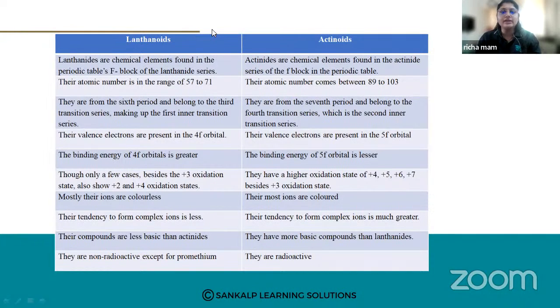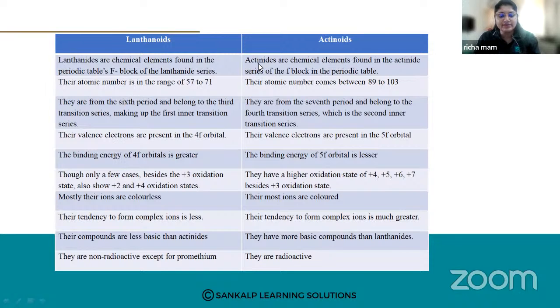So they are colorless. And in actinoids, they are colored. So most of the ions in actinoids are colored. So these are the main differences between the lanthanoids and actinoids.